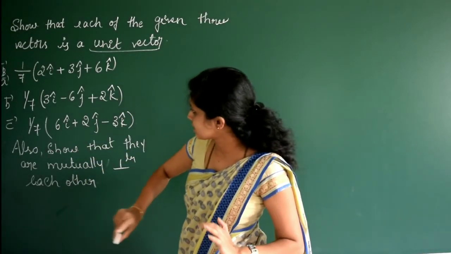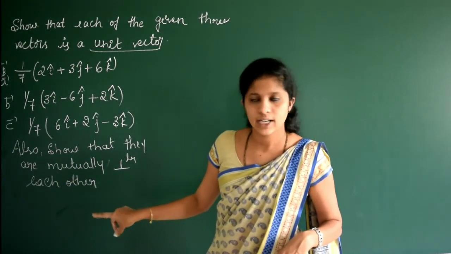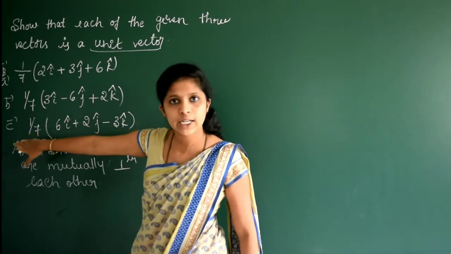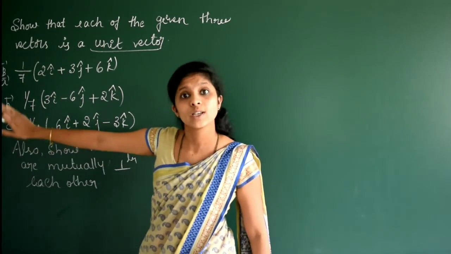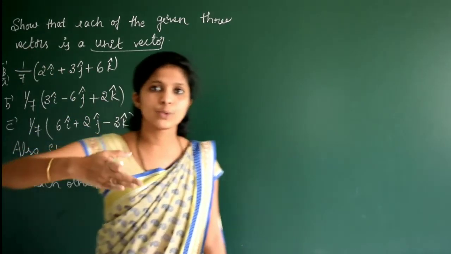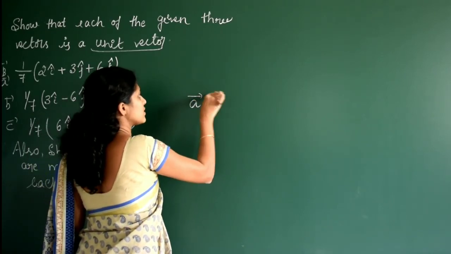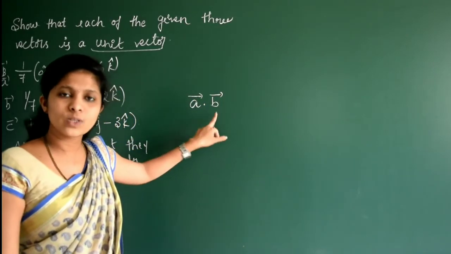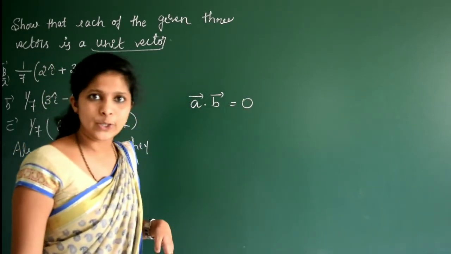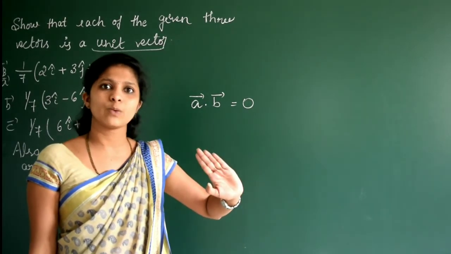Next, one more question is there. Also show that they are mutually perpendicular to each other. I mean, A vector is perpendicular to B vector and B vector is perpendicular to C vector. Also, C vector is perpendicular to A vector. That you have to show. What you have to do for that? Just take the dot product of those, right? If the dot product of those is equal to 0, then we can say that those two vectors are mutually perpendicular, right? So the angle between them will be 90 degrees, cos 90 will be equal to 0.